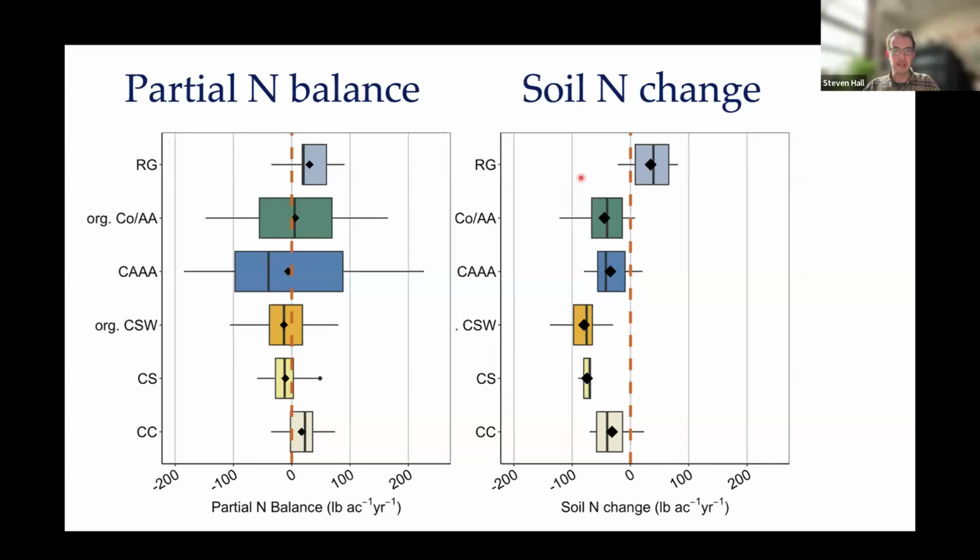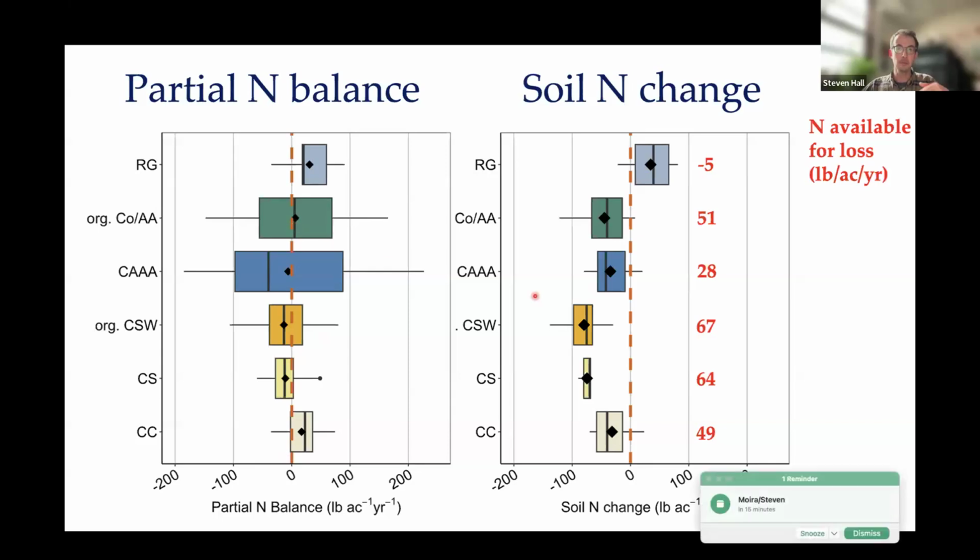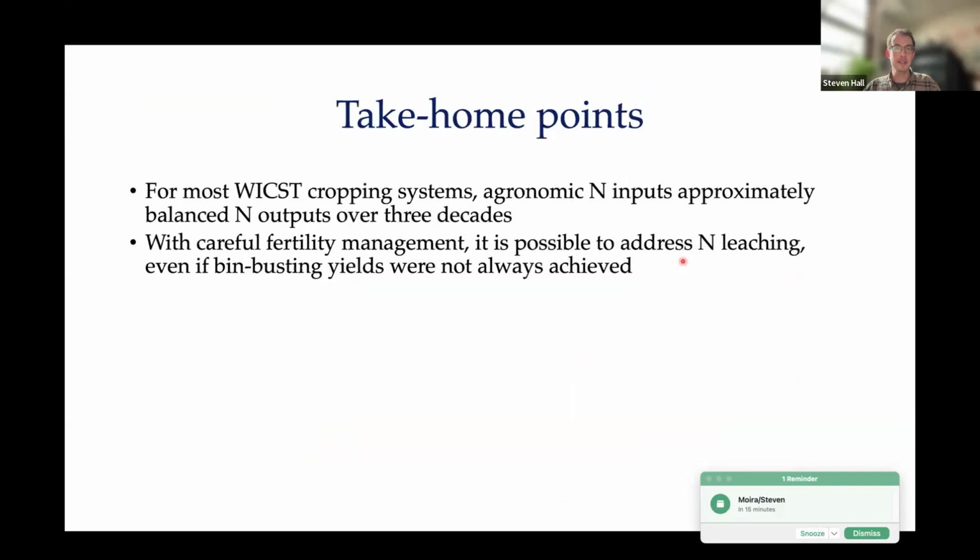For these other cropping systems, unfortunately, the result is that even though we're close to neutral for our partial nitrogen balance, the fact that we're losing nitrogen from soil organic matter means that we have potentially tens of pounds of N per acre that's vulnerable for loss, either as nitrate leaching and or loss of gases emitted to the atmosphere. Okay, so what does this mean? I think there's good news and bad news. I think this is a powerful application of this nitrogen balance approach to cropping systems over time.